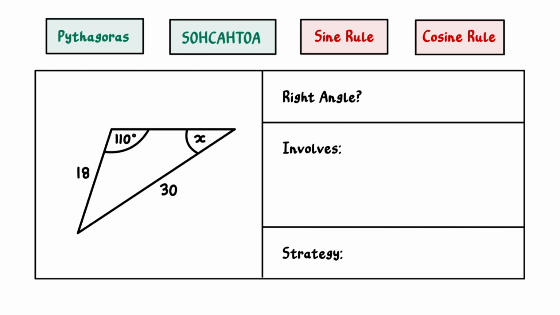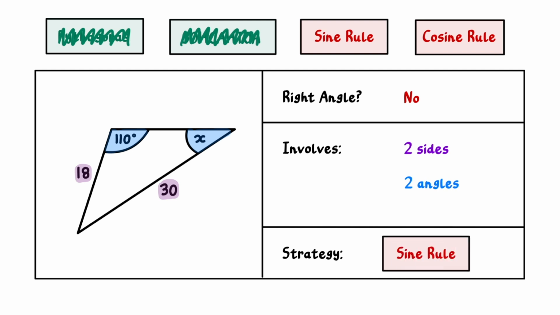In our third example, we have sides of 18 and 30. We also have angles of 110 degrees and x degrees. The triangle does not contain a right angle. This means we'll want either the sine rule or cosine rule. Counting our sides and angles, we have 1, 2 sides and 1, 2 angles. The sine rule involves 2 sides and 2 angles, so this is the correct choice.